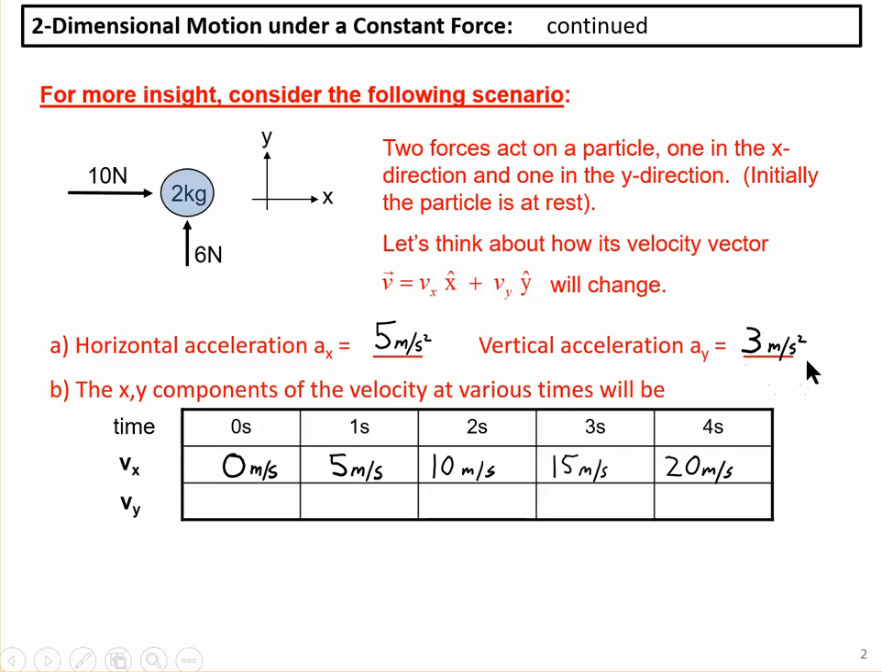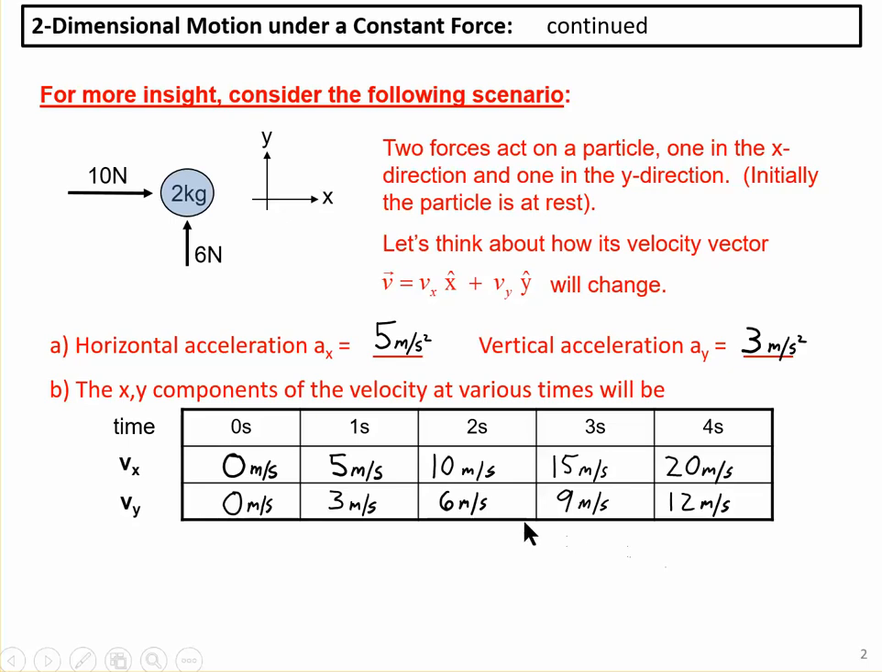Now let's think about the vertical motion. This object is experiencing a 3 meter per second squared vertical acceleration. What does that mean? It means its vertical velocity is changing by 3 meters per second with every passing second. So initially, the particle has no vertical velocity. It's starting from rest. After 1 second goes by, its vertical velocity will reach 3 meters per second. After another second goes by, it will have gained another 3 meters per second worth of upward velocity, so it's going to be going at 6 meters per second, then 9, then 12, and so on.